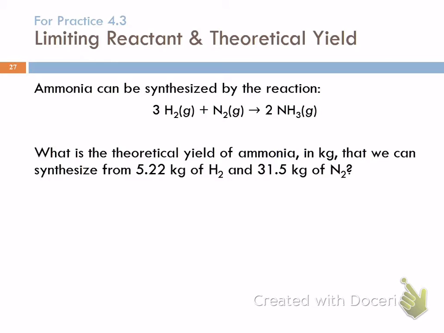Let's do an example. Ammonia can be synthesized by this reaction. What is the theoretical yield of ammonia in kilograms that we can synthesize from 5.22 kilograms of hydrogen and 31.5 kilograms of nitrogen? Well, let's write those numbers down. 5.22 kilograms of hydrogen, 31.5 kilograms of nitrogen. They're asking for theoretical yield of ammonia in kilograms. So we want ammonia in kilograms.